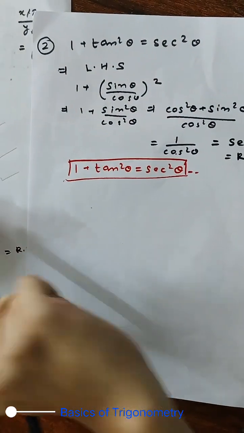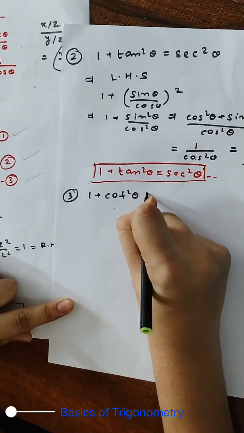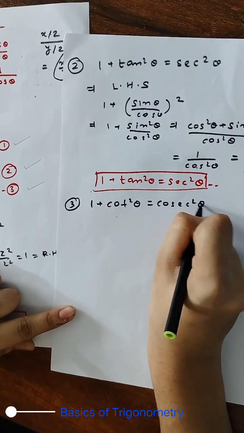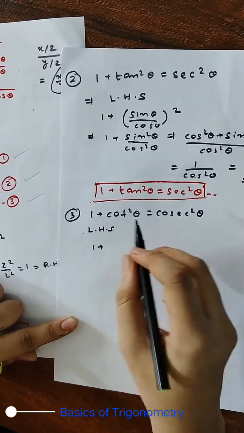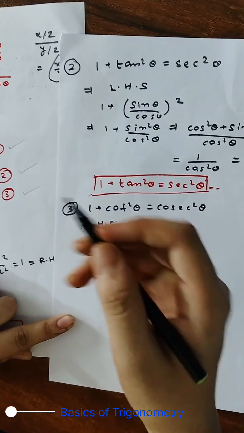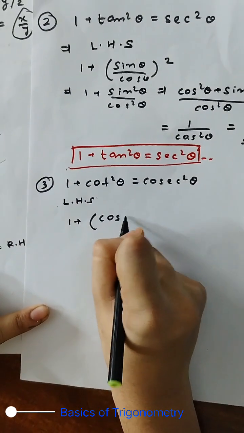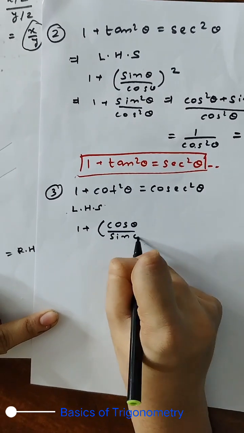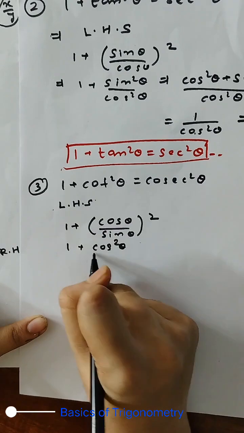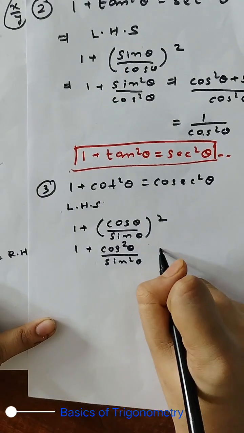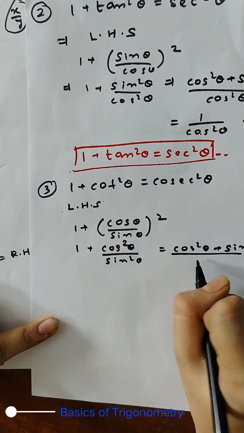Similarly, we will prove the third identity, which is 1 plus cot square theta is equal to cosec square theta. Here we will solve the LHS. Now, we know that cot theta is 1 by tan theta, which is also cos theta upon sin theta. So we will substitute that here. We will get 1 plus cos theta by sin theta whole square. Now, after squaring this term, we will get 1 plus cos square theta upon sin square theta. On rearranging, we will get cos square theta plus sin square theta upon sin square theta.